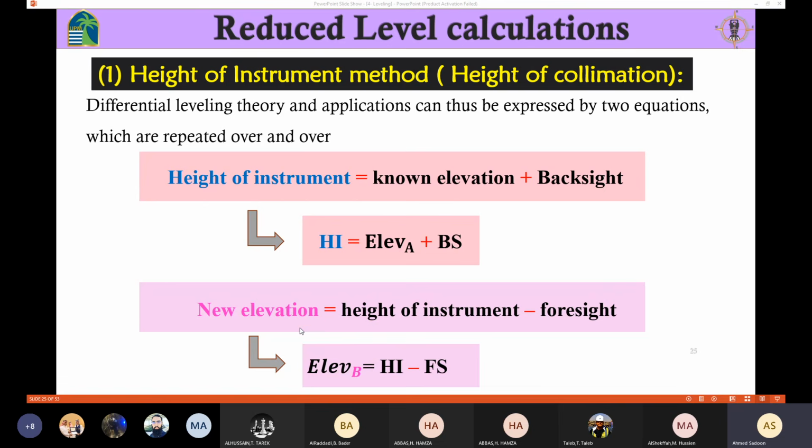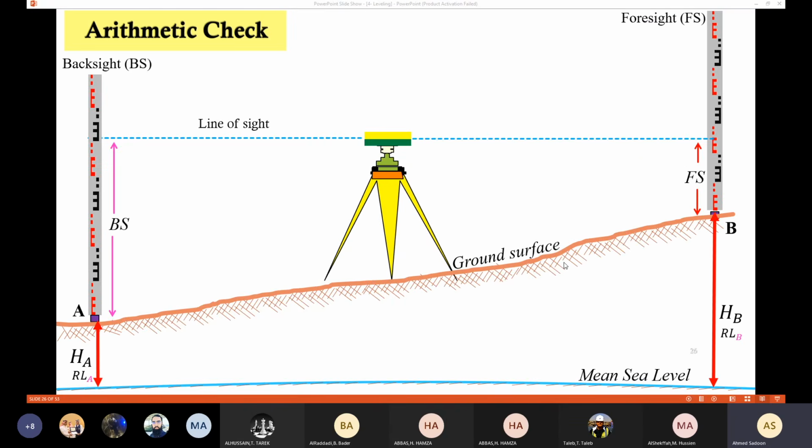So we are going to say that the elevation of point B is going to be HI, the height of an instrument, minus the foresight. This is how the height of an instrument method works. Okay, so let's see an example if it's possible.